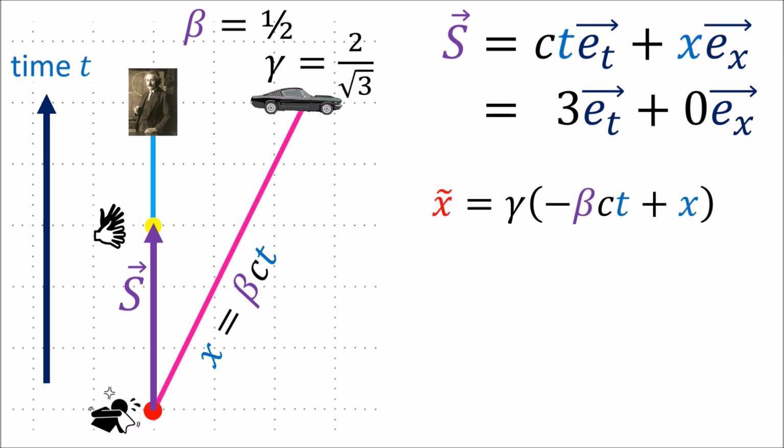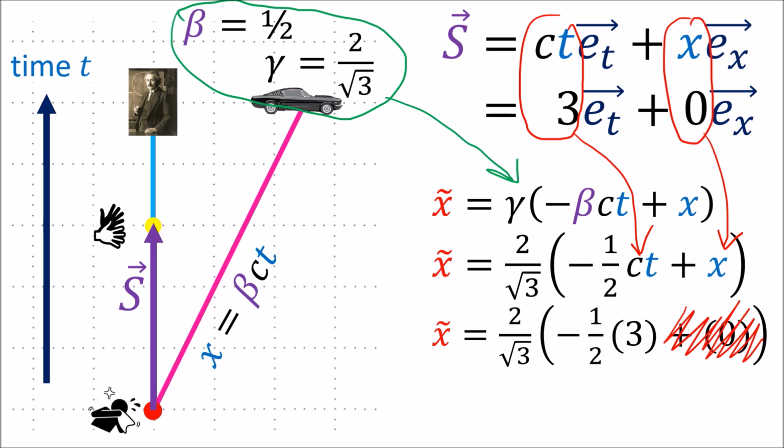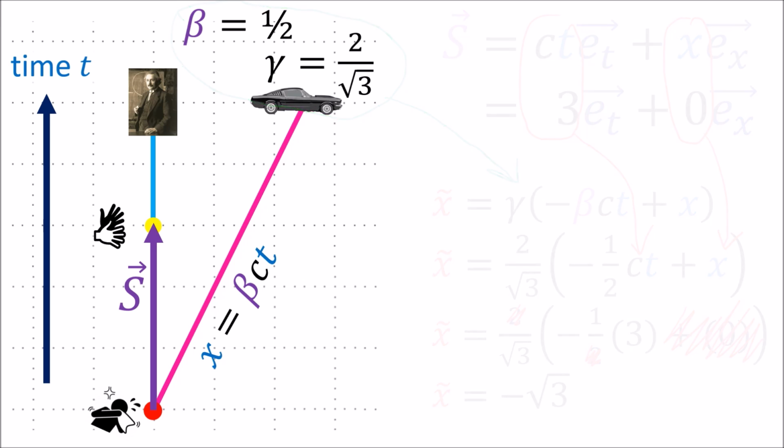Next, we'll calculate x tilde, the position of the clap according to the car. Again, we'll plug in beta and gamma, and then we'll plug in ct equals 3 and x equals 0. And again, the second term is 0, and so for the first term, the 2 on top cancels with the 2 on the bottom, and again, we cancel a factor of root 3, so we end up with x tilde equals negative the square root of 3.